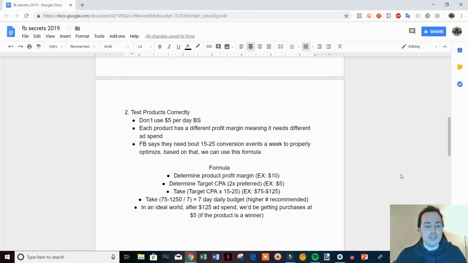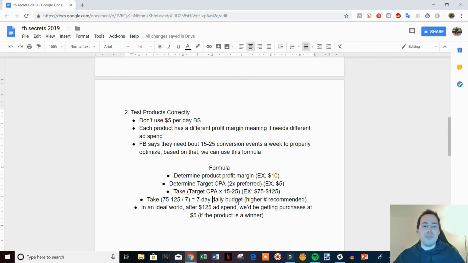Then we need to take those two numbers here, and as you can see I made a typo in this, so we'll go ahead and get rid of that. We need to take 75 and 125 divided by 7. 7 represents a 7-day testing period, and that's going to give us what our daily budget actually is. If I pull up my phone here, 75 divided by 7 would be about $10.70, or 125 divided by 7 would be about $17.80.